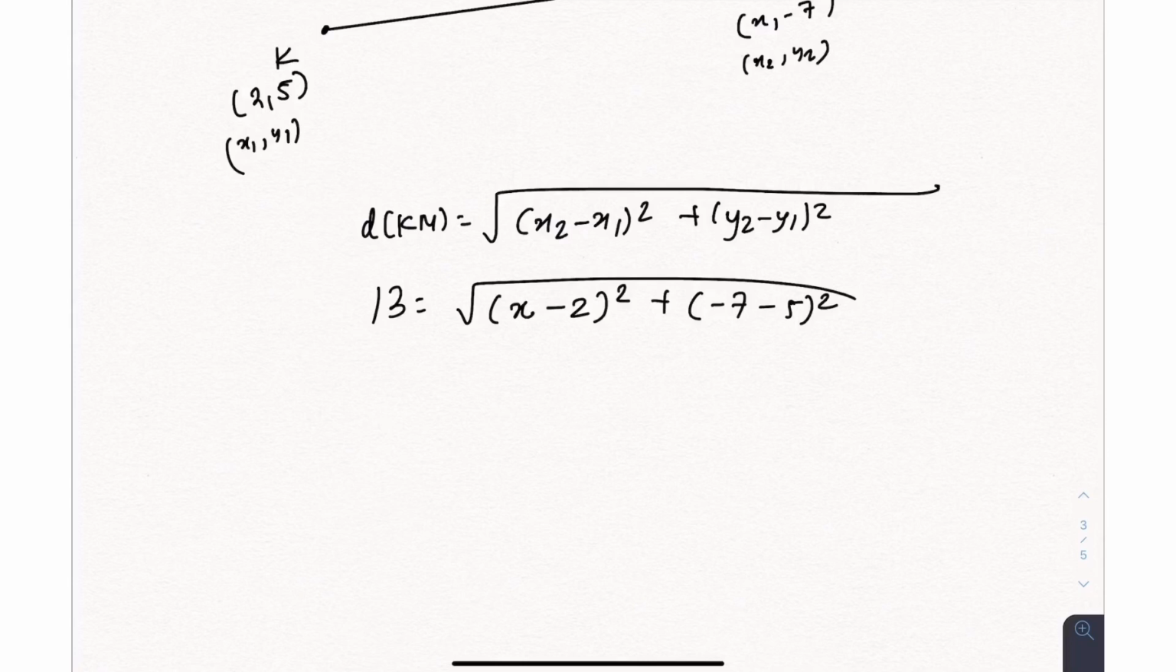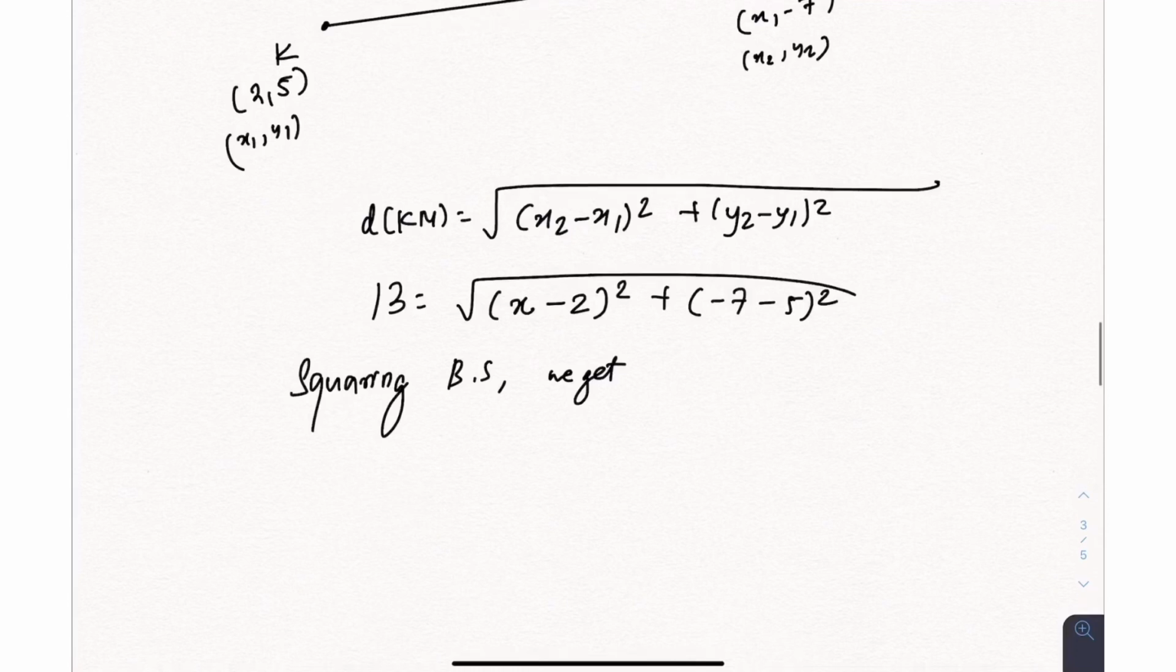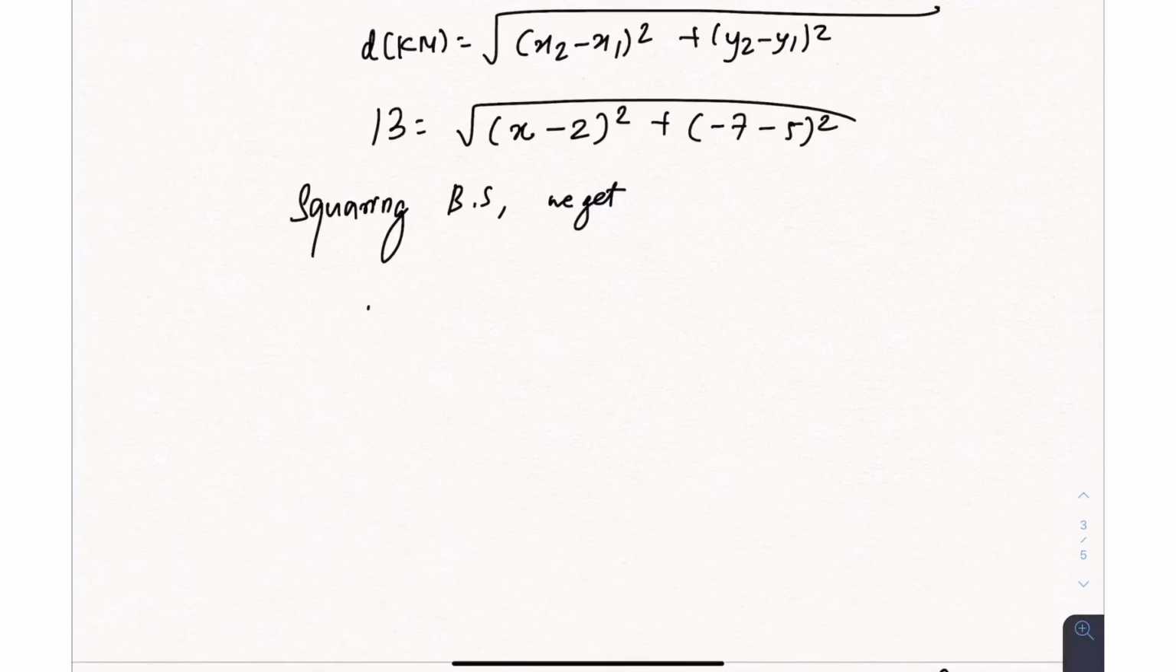And as in the previous case, I had told you whenever distance is given and we have to find some unknown value, we always have to square both the sides. In the exam you have to write squaring both the sides properly; right now I'm using a shortcut. So what is 13 square? 13 square is 169. Since we are squaring both the sides, the right hand side square root gets eliminated, and we get (x minus 2) the whole square plus (minus 7 minus 5, which is minus 12) the whole square.